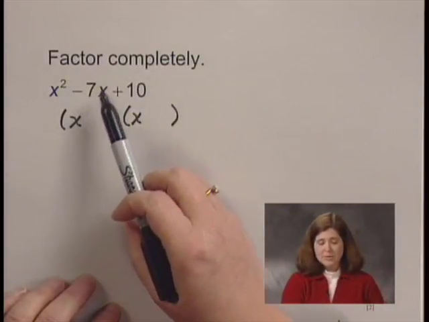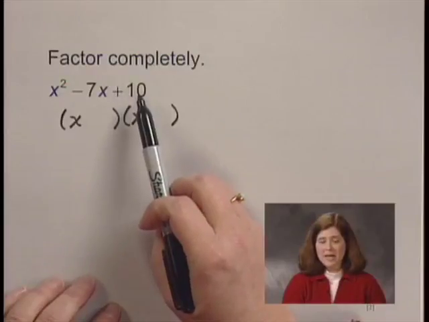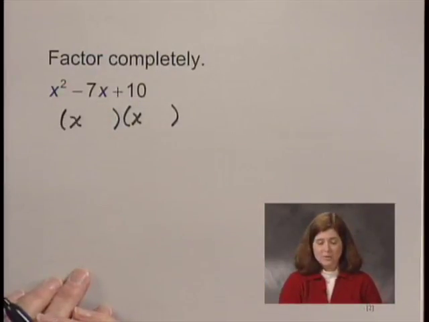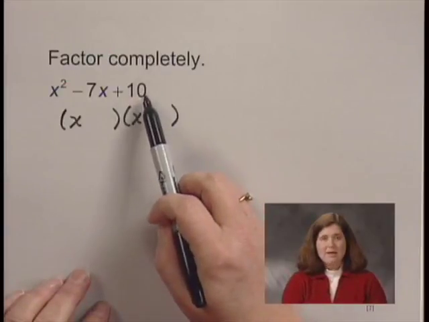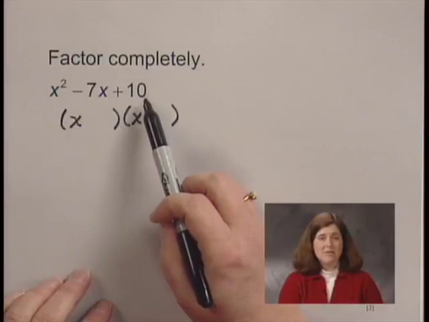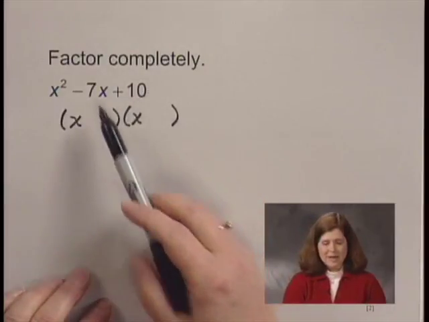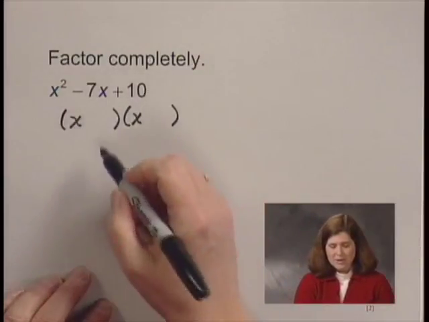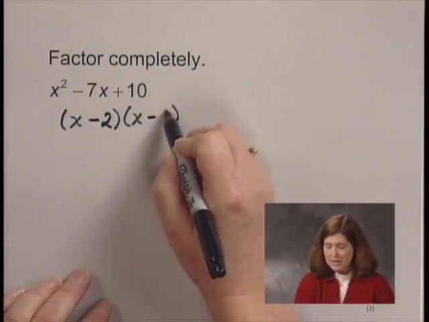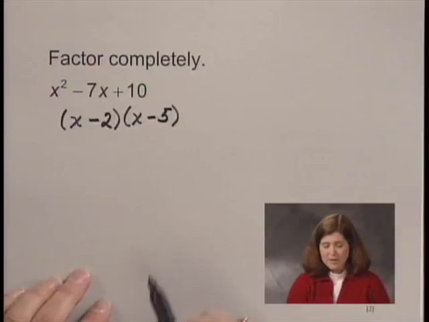Now, since the numbers have to multiply to a positive 10 and add to a -7, I know I want negative numbers. 10 can be factored as -1 times -10 or -2 times -5. Well, -2 plus -5 is -7, so I write a -2 and a -5.